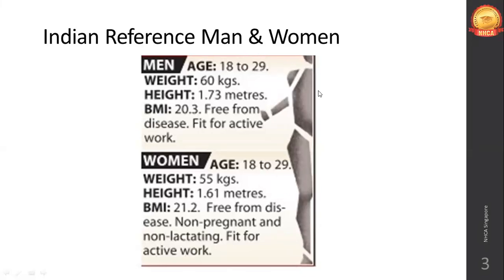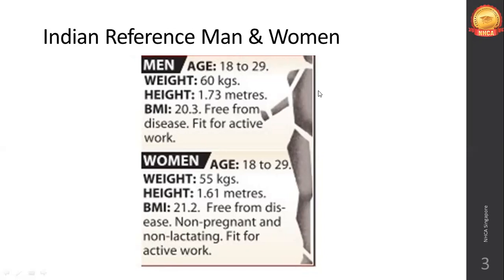Women's age is also 19 to 39 years of age. Non-pregnant and non-lactating. When you consider Indian reference women, these statistics are for non-pregnant and non-lactating women. Weight for the woman is still the same. It's 55 kg. Even in the old data, the old Indian reference woman was also 55 kg. Today also she is 55 kg. Even in recent data, the woman is around 55 kg.